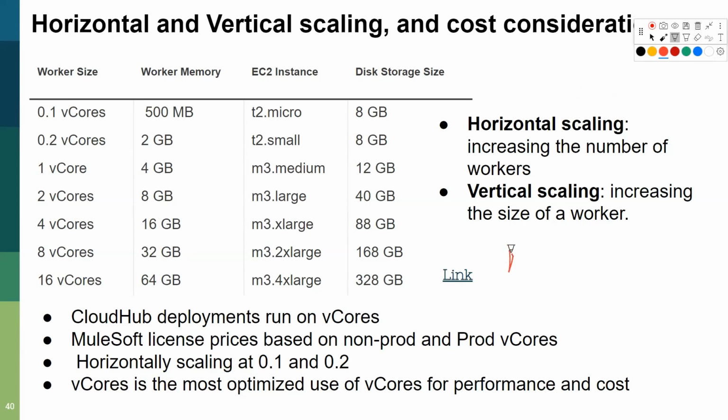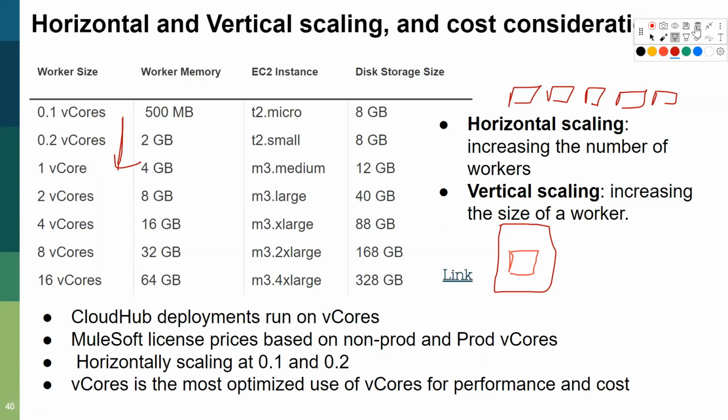If you have this one initially, now you want to process larger data like batch processing. So you make it a bigger one. So this is vertical scaling, for example. Horizontal scaling is having more workers. Whereas vertical scaling is like going downwards here, increasing the worker size. So that's what we see here.